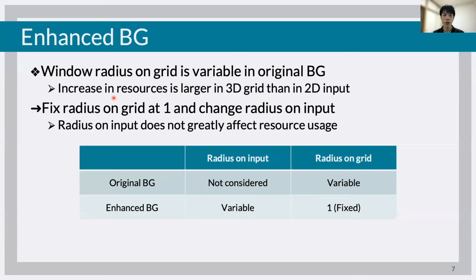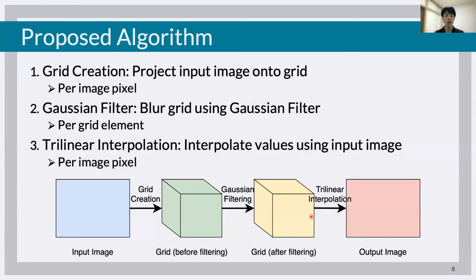In the bilateral grid, the window radius on grid is variable. However, because the grid is 3D, the increase in resources is larger when the radius is larger. So we pick the radius on grid at 1 and change the radius on input. Because the time is limited, we don't explain this transformation, but this can be derived by deforming the bilateral filter definition. Here, because the filtering operation is conducted on grid, the resources do not increase greatly when the radius on the grid is fixed. So far, we looked at the bilateral grid algorithm.